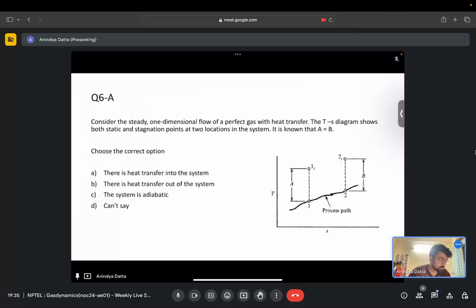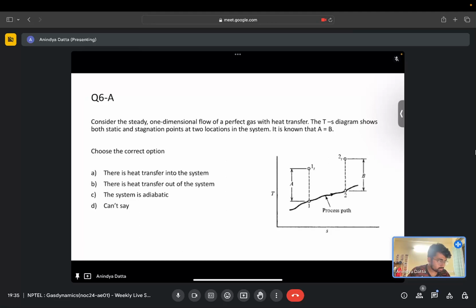This is a two-part question. Question 6: we have a steady one-dimensional flow of a perfect gas with heat transfer. The TS diagram shows both static and stagnation points at two locations. The stagnation states are represented by the subscript T. 1T is the stagnation or total condition corresponding to state point 1, and 2T is the stagnation state point corresponding to the static state 2.